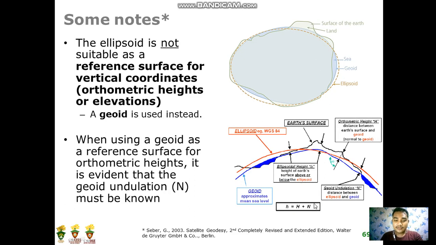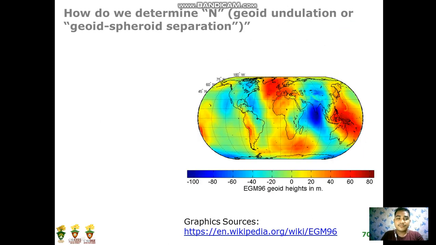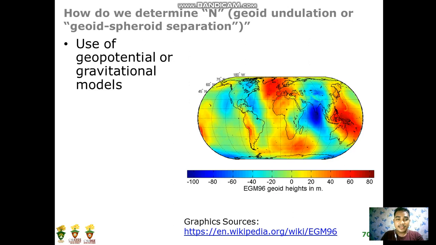What we lack now is N. Where do we find N, the geoid undulation? It must be known. Where do we find it, sir? So, how do we determine N, the geoid undulation or geoid separation? We use geopotential or gravitational models. For example, this one is from the EGM96 geoid model in meters.